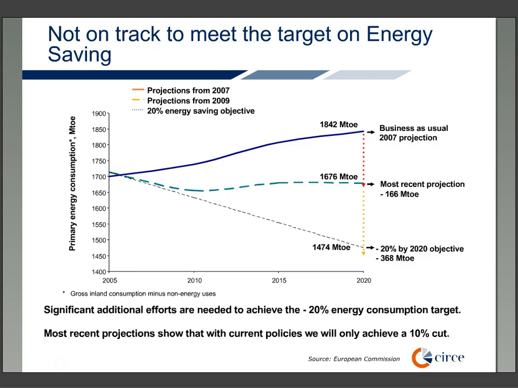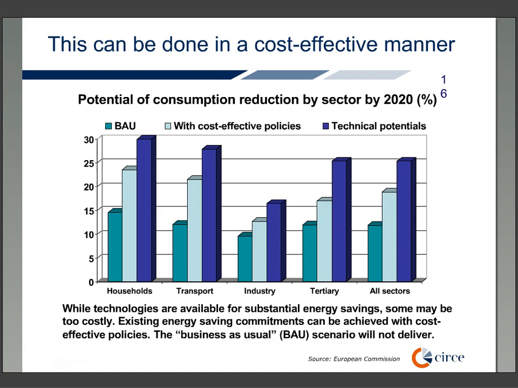The fact that we are not reaching the desired levels of energy saving is not due to a lack of technologies. As can be seen in the figure, high levels of energy efficiency can be achieved in all of the sectors. As usual, technical potential, the blue one, is higher, more than 20% of reduction in all of the sectors, except for industry, where it's a bit lower. But as usual, cost-effective measures are not yet at that level. It's just a question of time until both equalize. As you can see, it's an effort of all of the sectors.